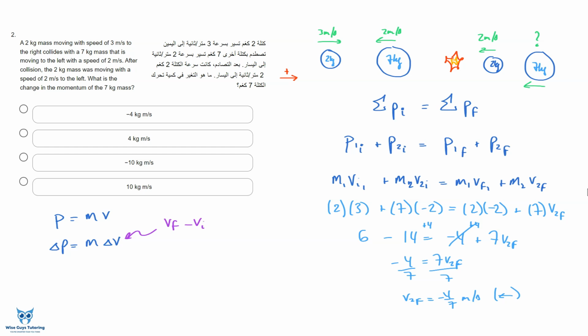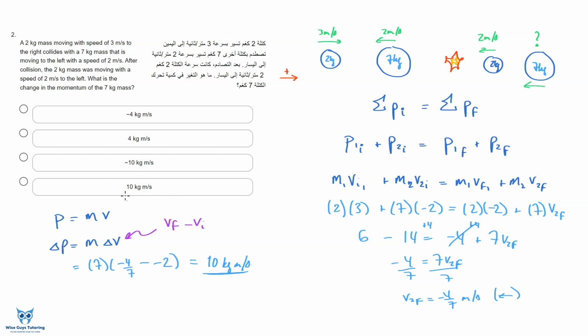And so I'll plug some numbers in here again. The mass is 7. We know it's 7 kilograms. Its final velocity is minus 4 over 7. And its initial velocity is negative 2. So if I plug all of these in, I get 10 kilogram meters per second.